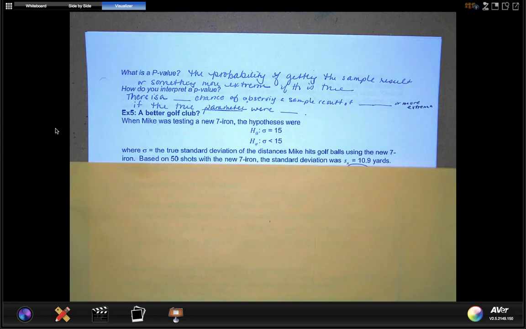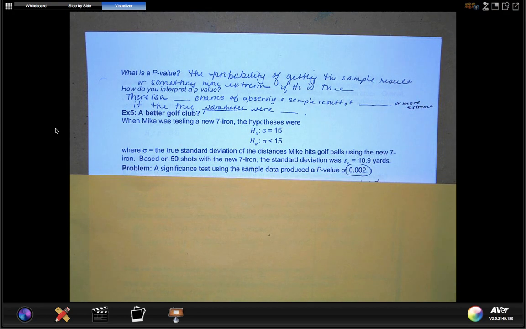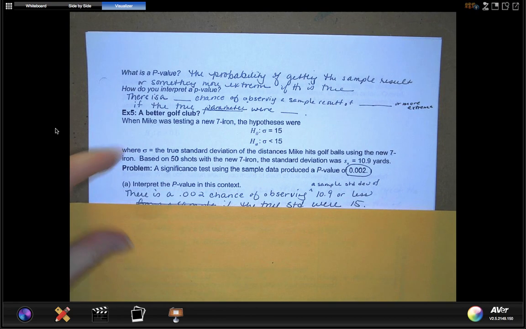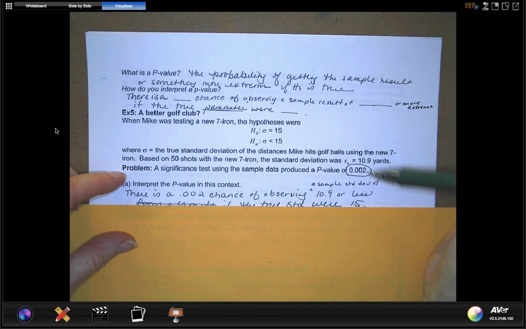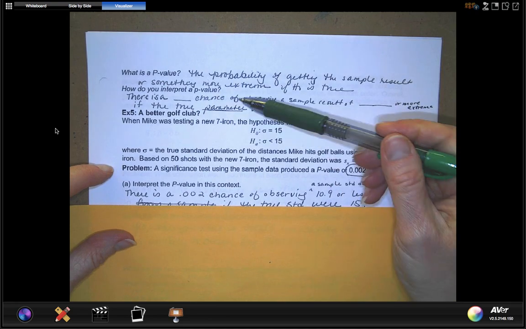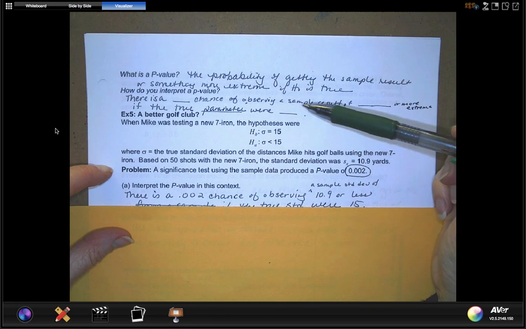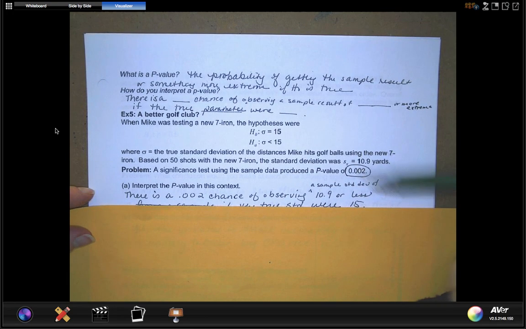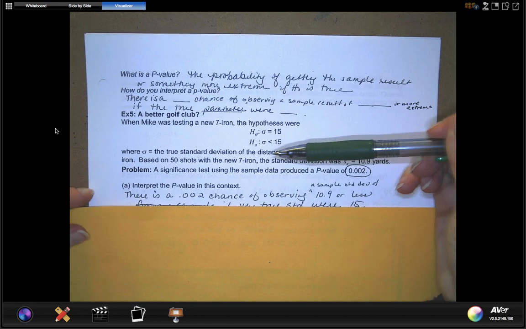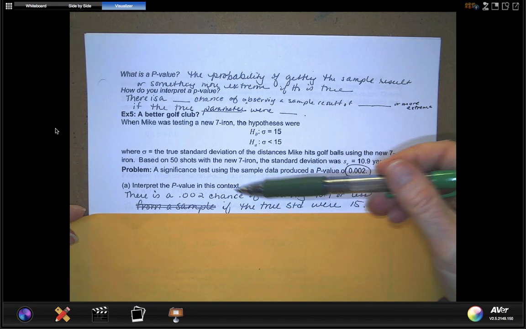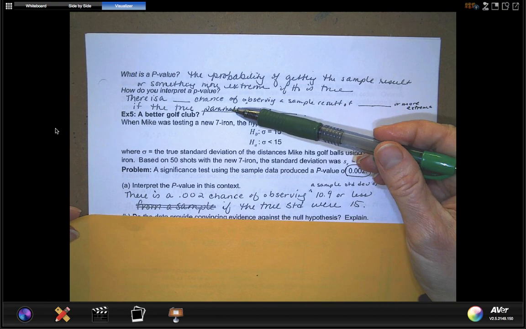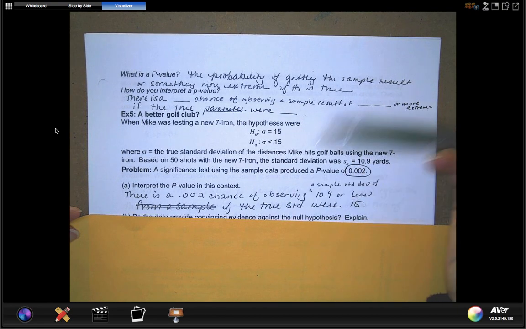So here's Mike. There's his p-value. So again, I'm going to take that statement up there. So interpret it. There is a 0.0002 chance, I'm just plugging everything in here, of observing a sample result. So I said here a sample standard deviation of 10.9 or less, since HA is less than, if the true standard deviation were 15. Okay, so the parameter is the true standard deviation here.